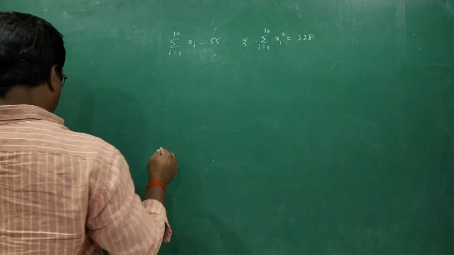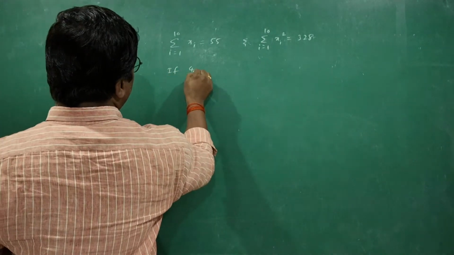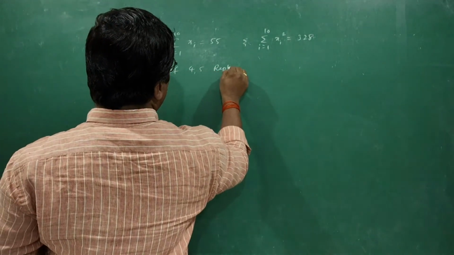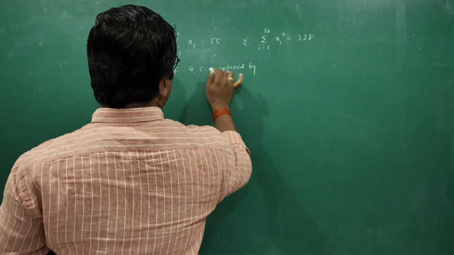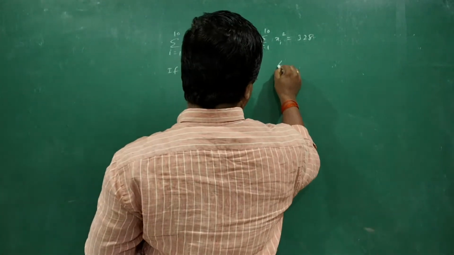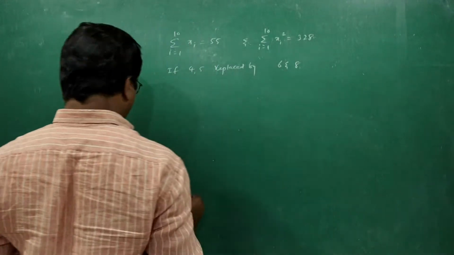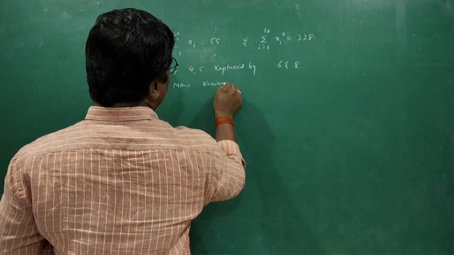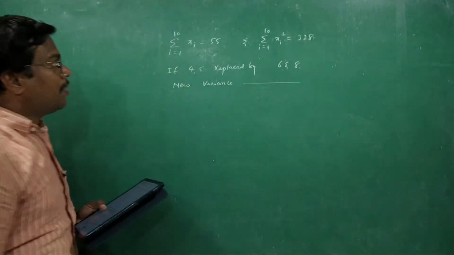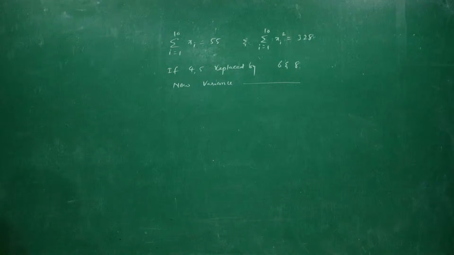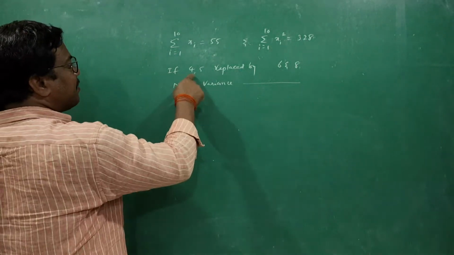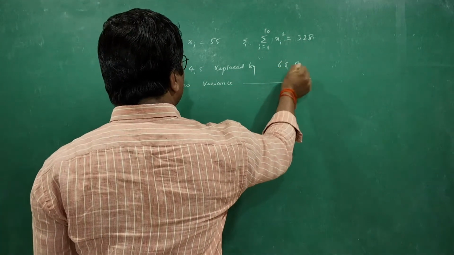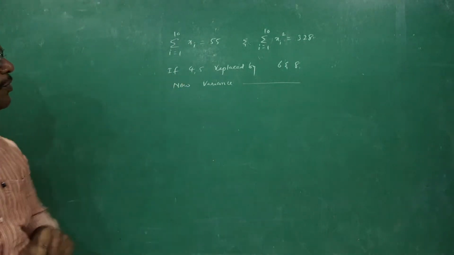Next, if the observations 4, 5 are replaced by 6 and 8 respectively, then find the new variance, that is the question. So in the given 10 observations you have 4, 5, and replacing them with the entries 6, 8, you need to find the new variance.